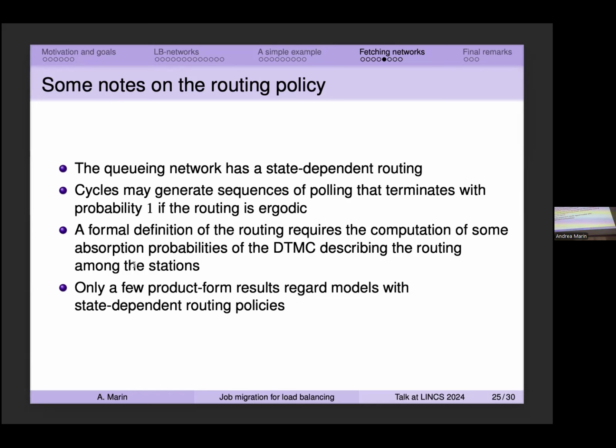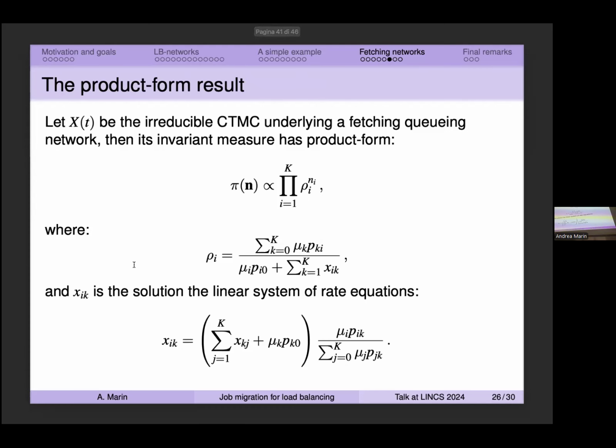There are only a few results on product form where the routing is state dependent. There are some, but not so many, and this is one of the results that we obtain. So this is the expression of the product form. Again, as you see with the ARCAT methodology, you always try by guessing what is going to be the load factor. Here you have the arrivals from station K to station I, and you sum over all stations. Here you have the departure from station I to the outside. And here you have all the fetching flows that come from other stations. This gives you the load factor. From there, you derive the system of equations over here. The unknowns in this equation are these x. In contrast to what we saw before, this is a set of linear equations, so it's very simple to solve.